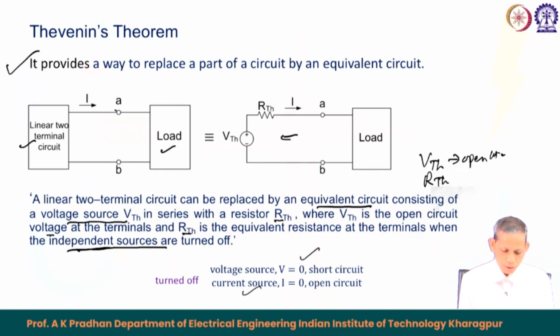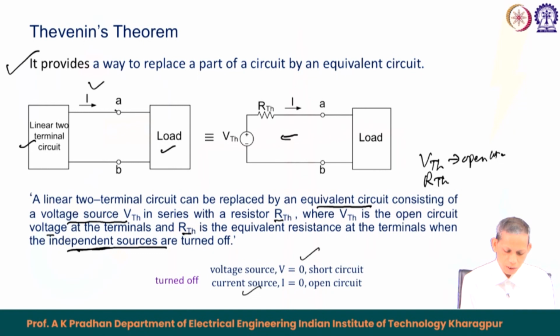So, again I am reading: a linear two terminal circuit can be replaced by an equivalent circuit consisting of a voltage source VTH in series with a resistance RTH, where VTH is the open circuit voltage at the terminals and RTH is the equivalent resistance at the terminals when the independent sources are turned off.